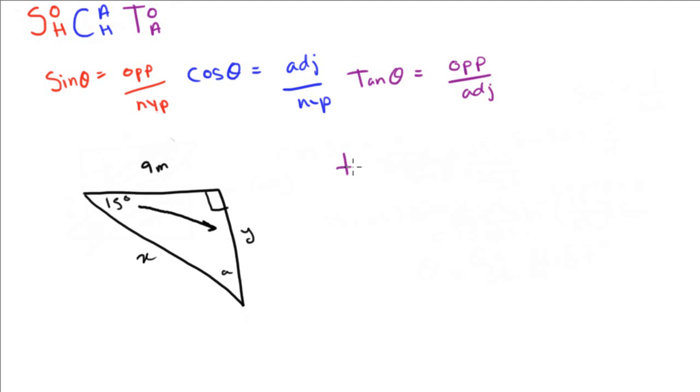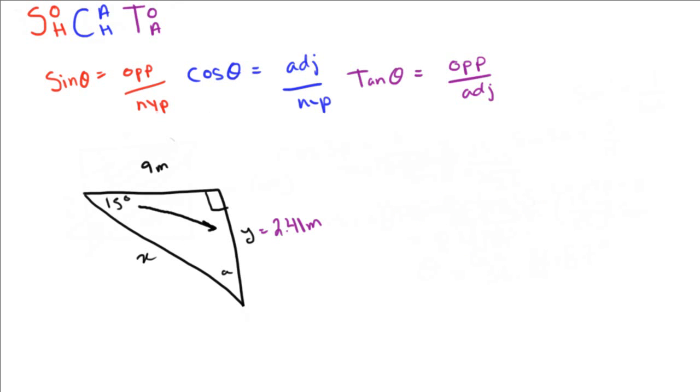So tan of 15 equals the opposite side, which is y, over the adjacent side, which is 9. So the side length y will equal 9 times tan of 15. Doing this in your calculator, we should get 2.41 meters. So that is solved. Now let's move on. Having solved for y, which is 2.41, we can move on to finding either the side length x or the angle A. Let's find the side length x right here.